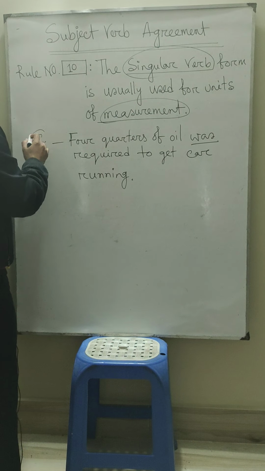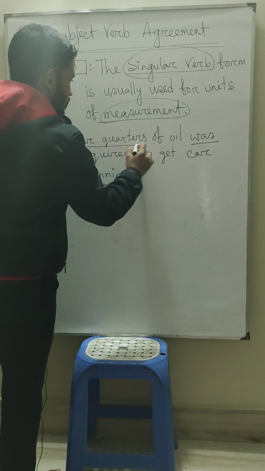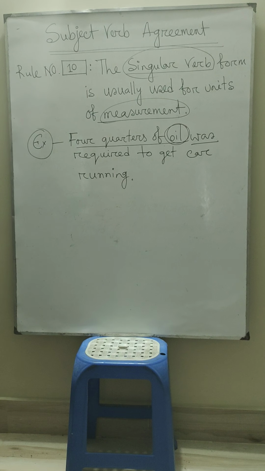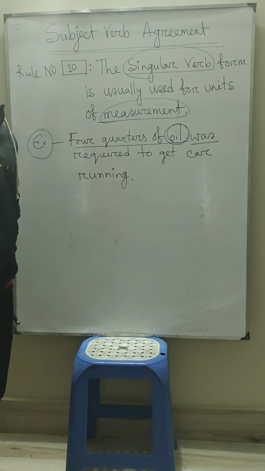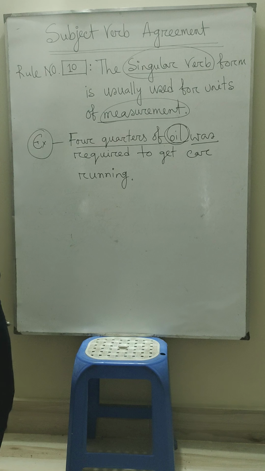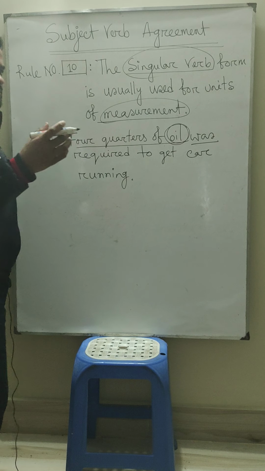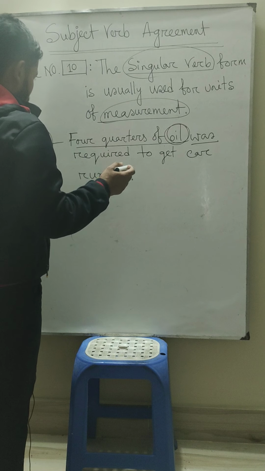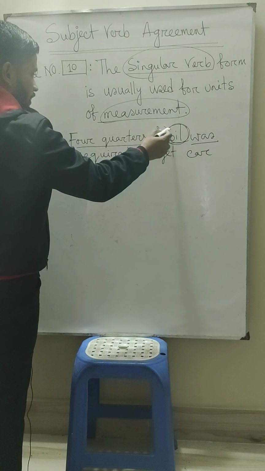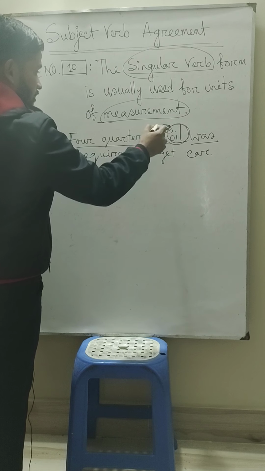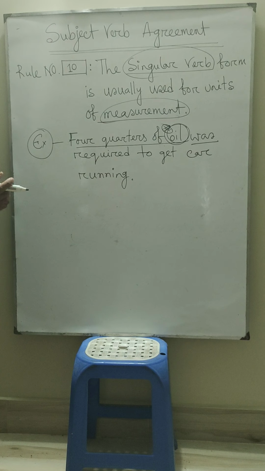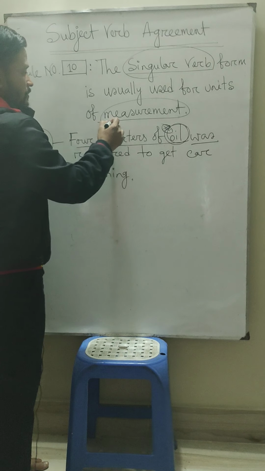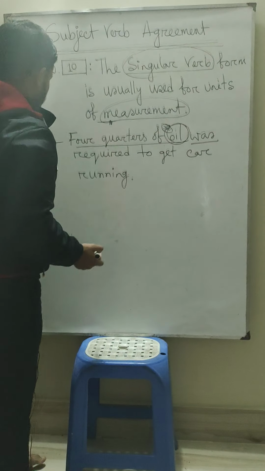You see in the example, 4 quarters of oil, which we use for our food production or other various purposes. Whenever we get this oil, we need it for measurement. So, whenever it is the time of measurement, we use the singular verb form.